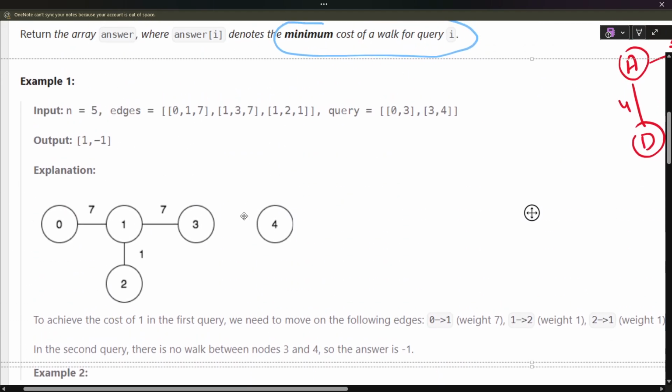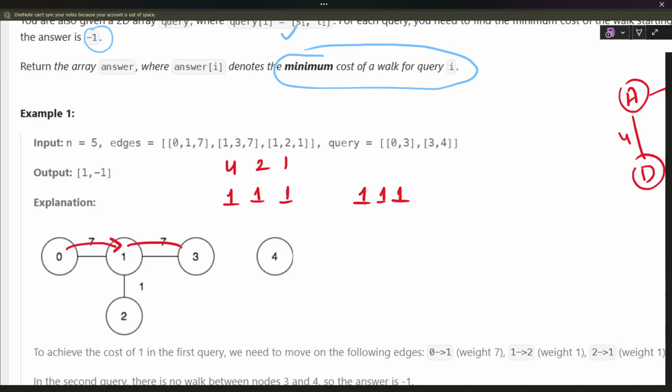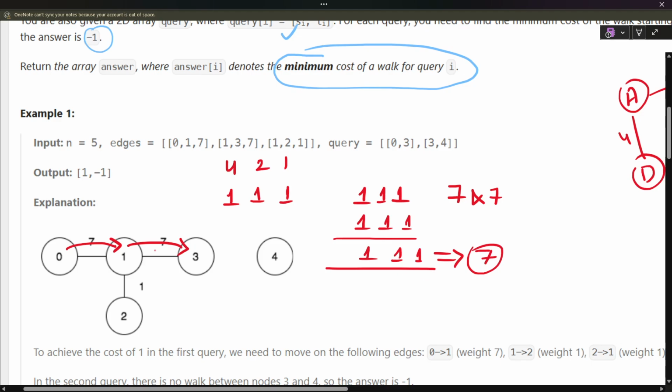Okay. So what if we write 7 in binary? Like how can we write it? Like 4 to 1. 7 will be 1, 1 and 1. It will be 1 and 1. What if we go 0 to 1 and then we just go to 0, 1 to 3? So the path will be 7 and 7. So if you do the AND of it, what will you get? Which is equal to 7, right? Okay. But it's not minimum, right?